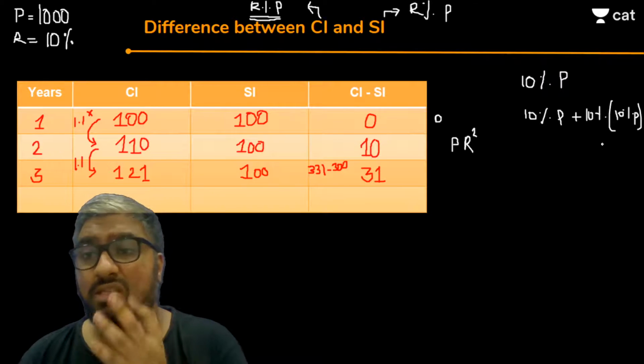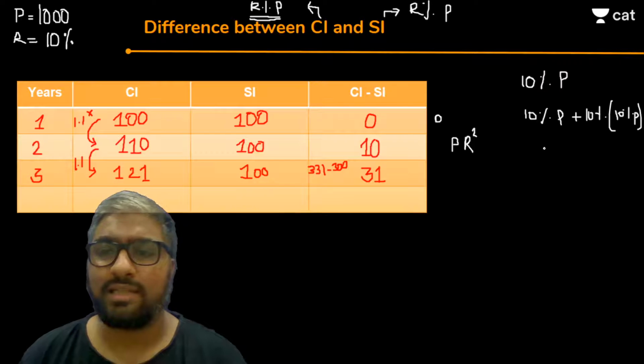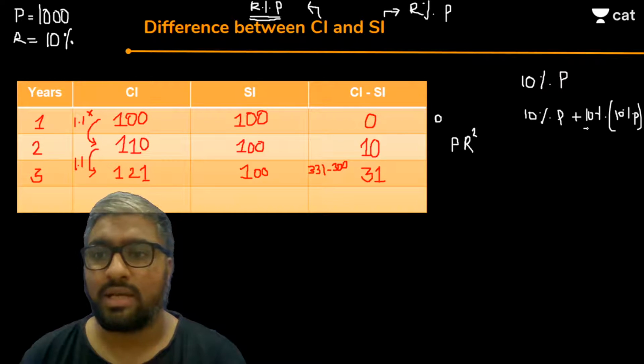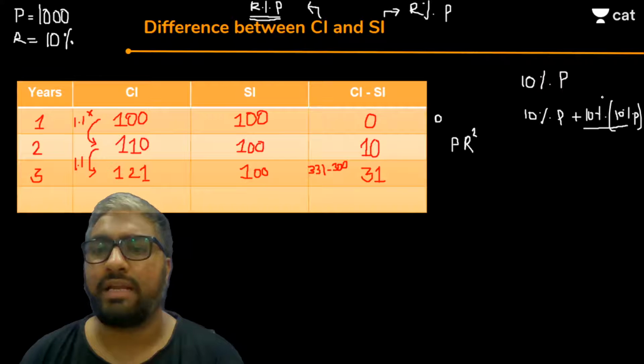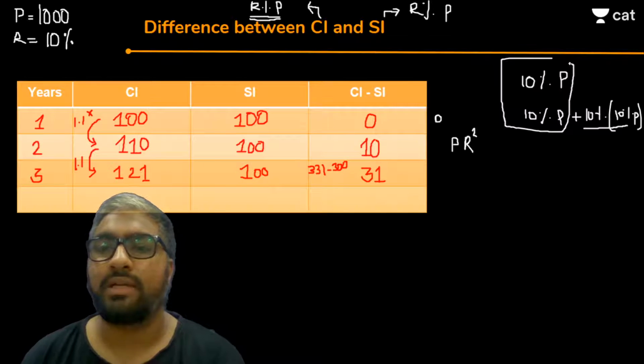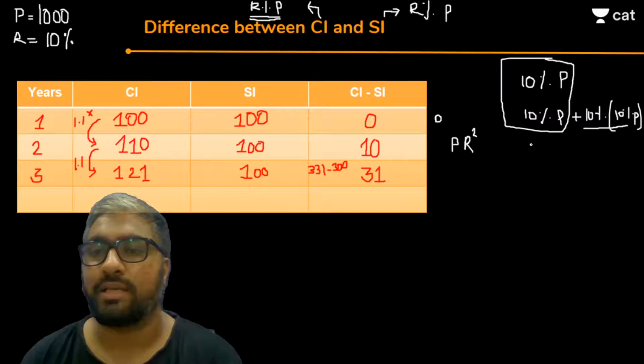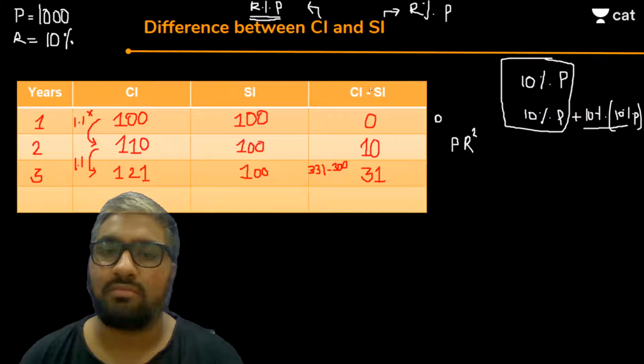So 10 percentage of 10 percentage of P, which is nothing but R percentage of P plus R percentage of R percentage of P. So can I say this is nothing but 10 percentage the whole square? That's nothing but R square. Now, simple interest would be this part: 10 percentage of P plus 10%. That's 20%, which will get cancelled off because we are taking the difference. So what is left? R square percent.